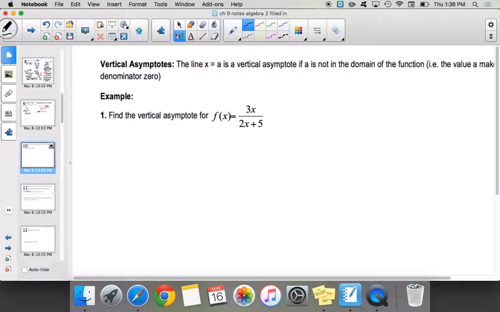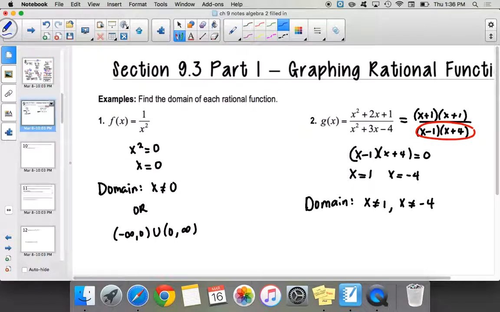So what does this do on our graph? Well, this basically creates our vertical asymptotes. So it says the line x equals a is a vertical asymptote if a is not in the domain of the function. In other words, a makes the denominator 0. Okay, so there can be exceptions, and we're going to talk about that in a little bit. It's when we have something called a hole. So if something had canceled here, like if I had an x plus 1 on the bottom and they had canceled, that actually won't create a vertical asymptote. That creates something called a hole. So we'll talk about that in a second.